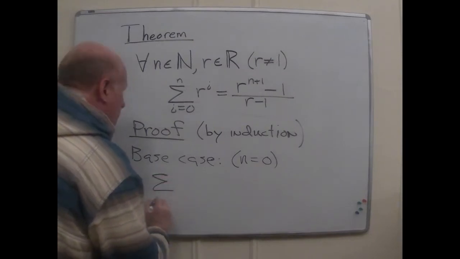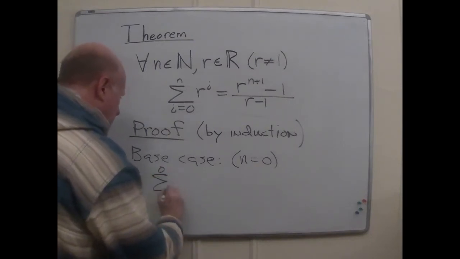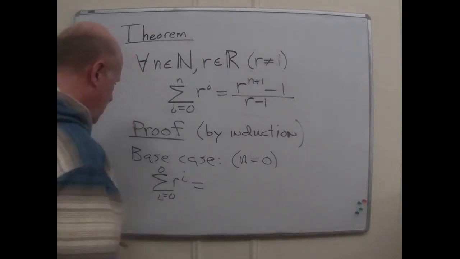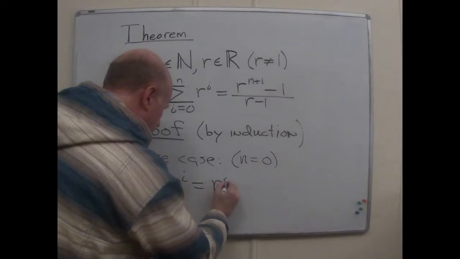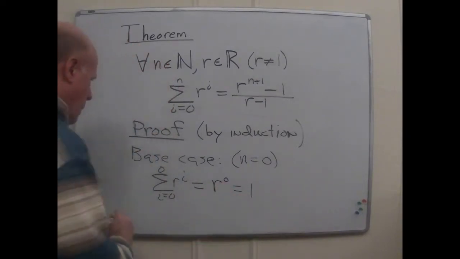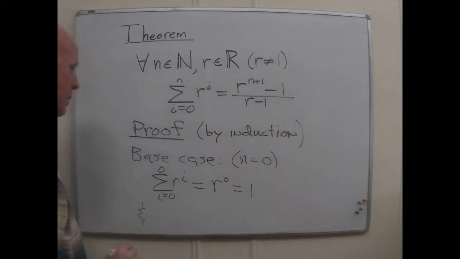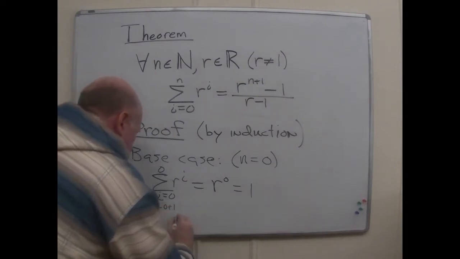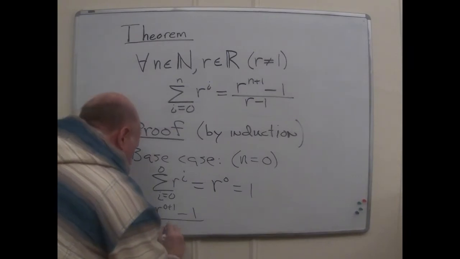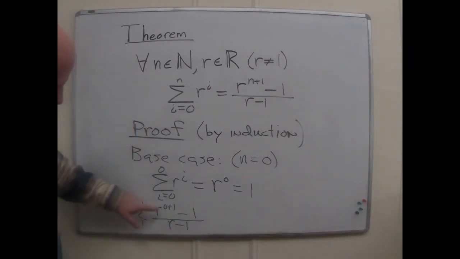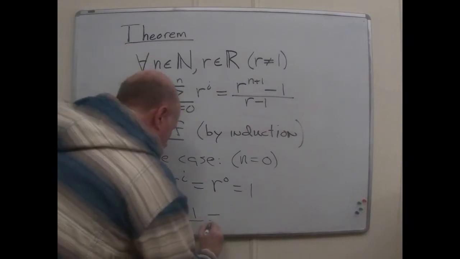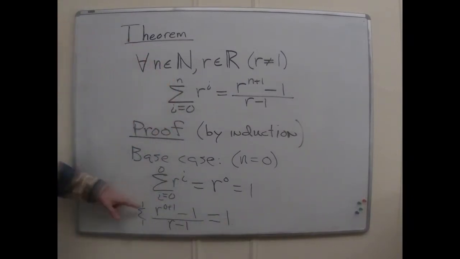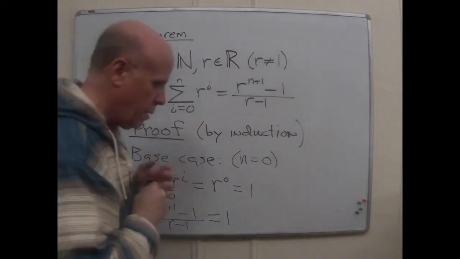So the sum from i equals 0 to 0 of r to the i is simply equal to, well, it's got 1 term and it looks like r to the 0, which is 1. And the formula, when n is equal to 0, is r to the 0 plus 1 minus 1 over r minus 1. And that's equal to r minus 1 over r minus 1, so that's also equal to 1. Both things coming out to the same answer verifies the base case. All right, so we're good on the base case.